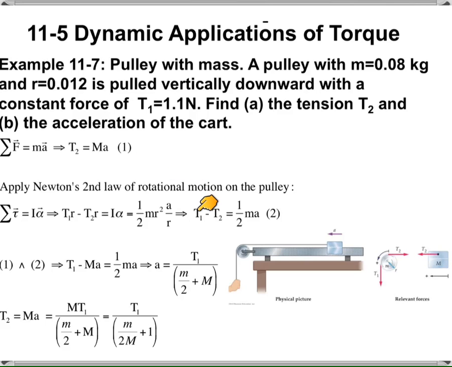But since T1 is known, and you can replace T2 in the second equation by capital M times a, to express a in terms of T1. When you solve these two equations, when you replace T2 by Ma in the second equation, you will solve for a, and a will be T1 divided by the mass of the pulley divided by 2 plus the mass of the cart. Okay?